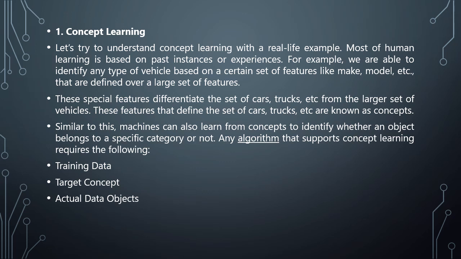Similar to this, machines can also learn from the concepts to identify whether an object belongs to a specific category or not, or it can identify vehicle types based on past experience. Any algorithm that supports concept learning requires the following: training data, target concept, and the third one is actual data objects.